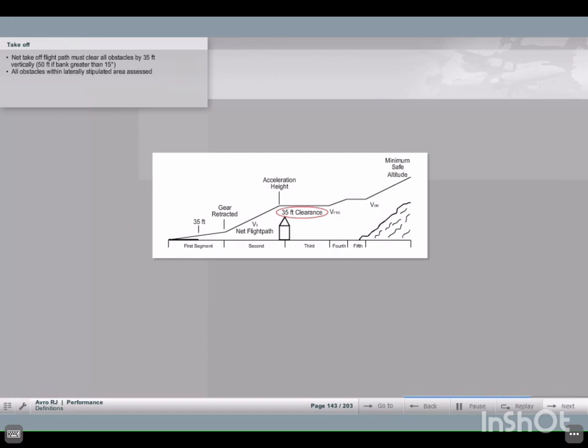For a turn with a bank angle of up to 15 degrees, there is no performance penalty. For a turn with a bank angle of more than 15 degrees, the obstacle clearance height is increased to 50 feet and special procedures may be required.